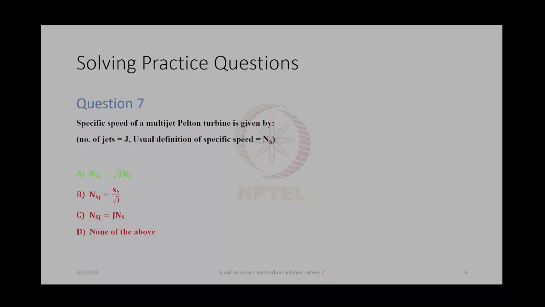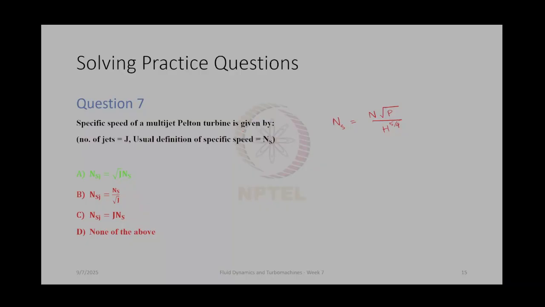Okay, so let's take a look at the solution. It's actually option A, nsj equal to square root of j into ns. So basically, for any given turbine, you can write the specific speed in this way, where n is the rotational speed, p is the power, and there's h below.